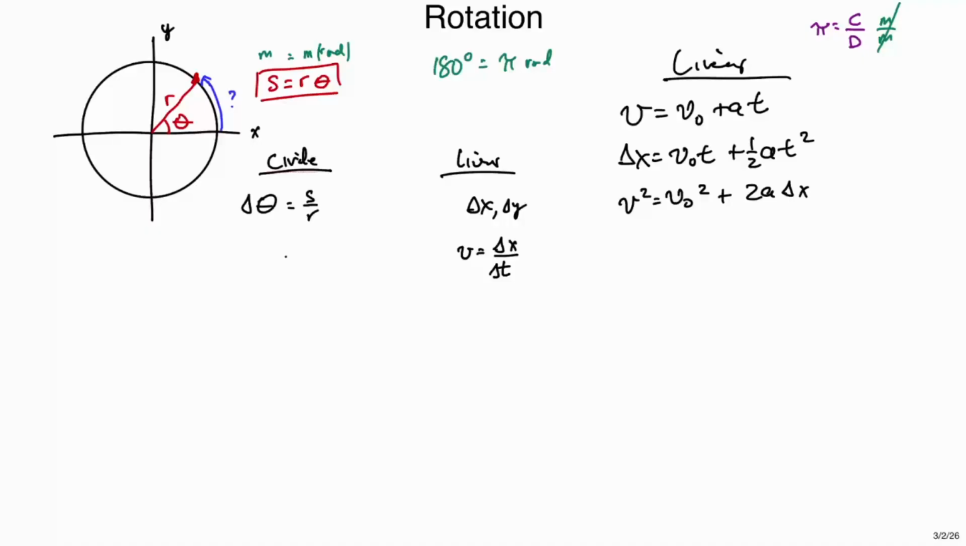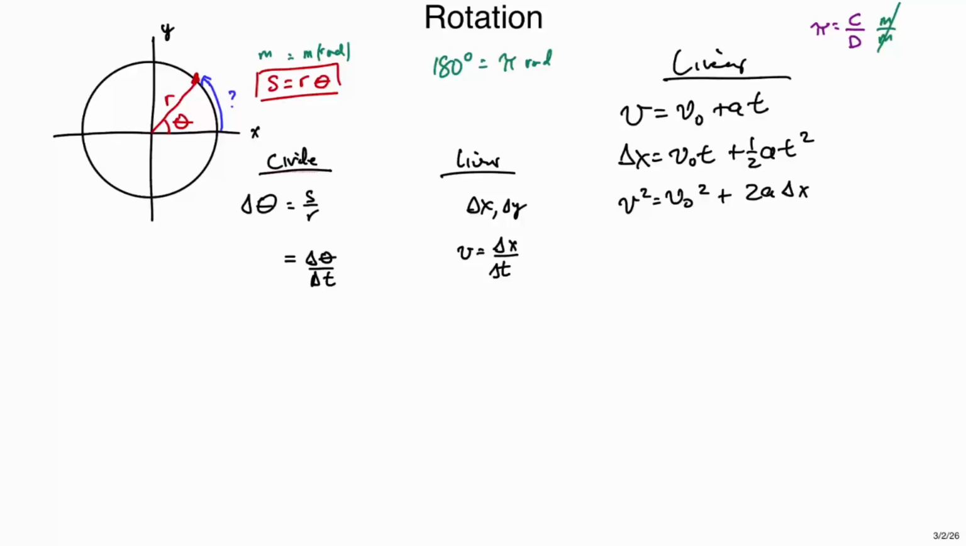So angular velocity and angular speed will be a change in angle over time. What unit would that be? A radian per second.